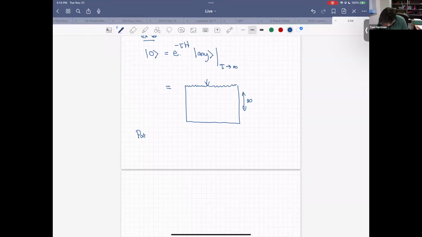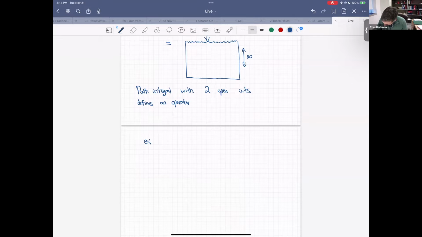Similarly, a path integral with two open cuts defines an operator. So, for example, if I just do this path integral on a piece of Euclidean space of size tau, and I don't give you boundary conditions on either top or bottom, so if I leave two open cuts, both at the top and bottom of the strip, then this is equal to the operator e to the minus tau h. And if I want to calculate the matrix elements of that operator between two states, then I need to supply boundary conditions for the two states on the top and bottom cut.